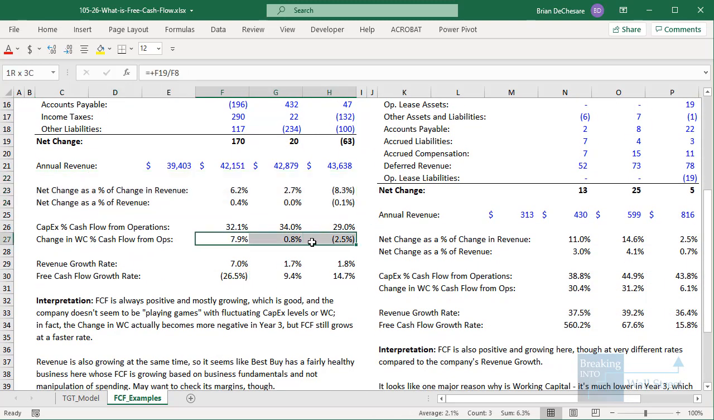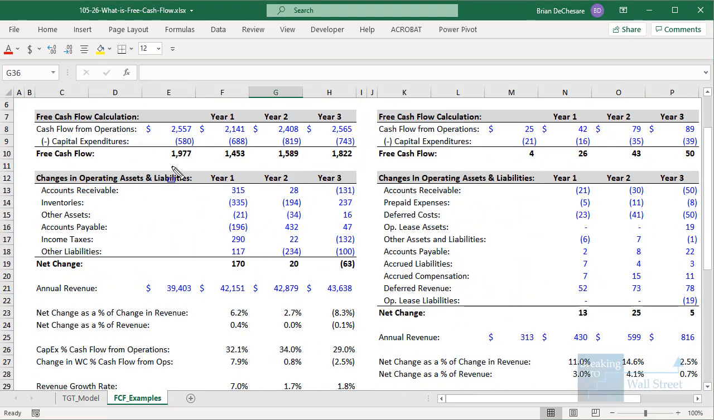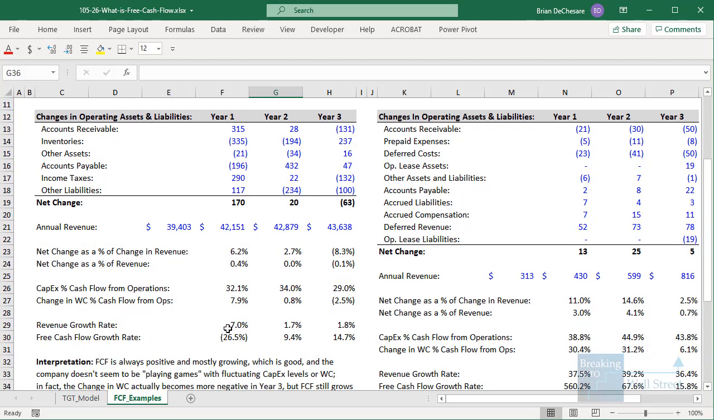And we look at the change in working capital compared to the change in revenue and the percent of revenue as well. Now for Best Buy, if you look at their free cash flow, it drops going into year 1, but then in year 2 and 3, it grows and is positive, so that is a good sign. If you look at the growth rate here, it's growing at around 9 to 10% up to 15% in year 3. And then if you look at the revenue growth rate, revenue growth here is around 2%.